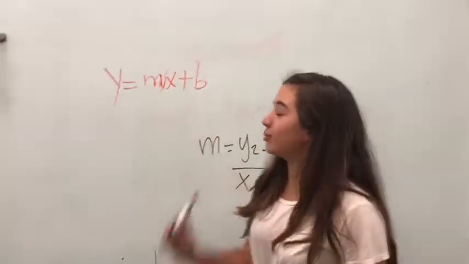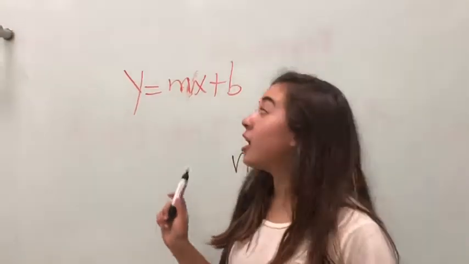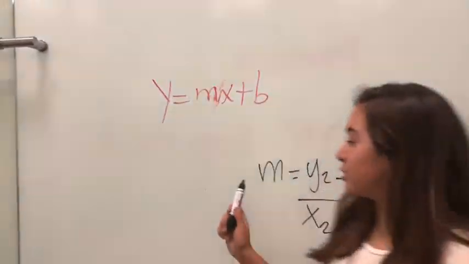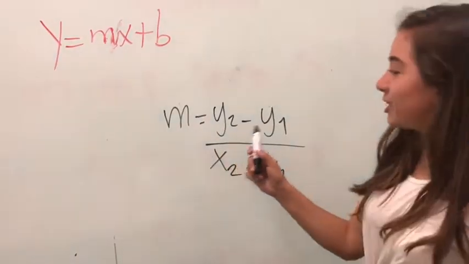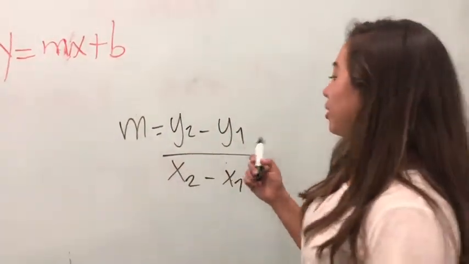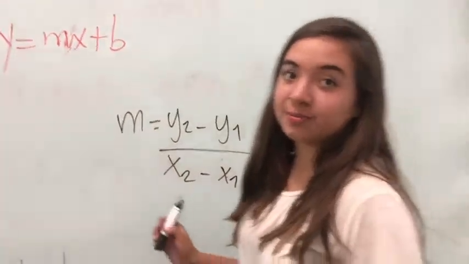Well, in this formula, the b is the y-intercept and the m is the slope. To get the m, you have to use this easy formula: m equals y2 minus y1 over x2 minus x1.